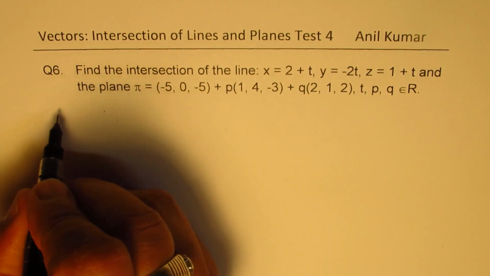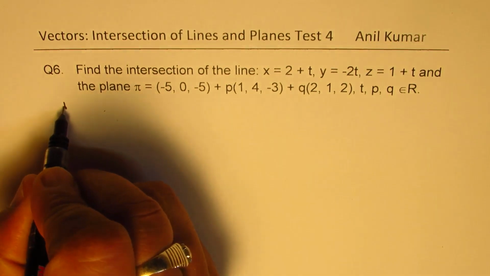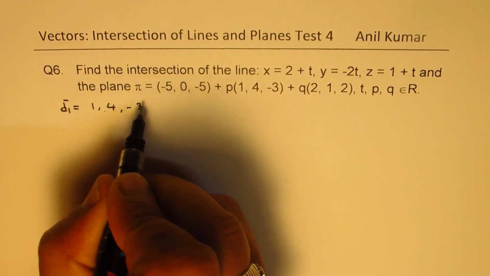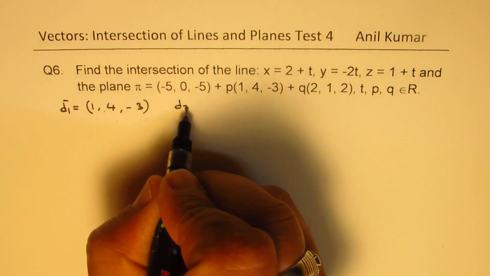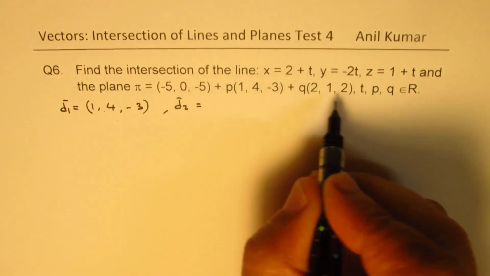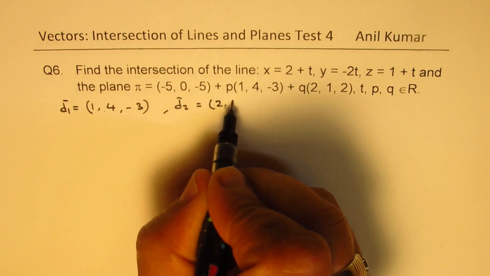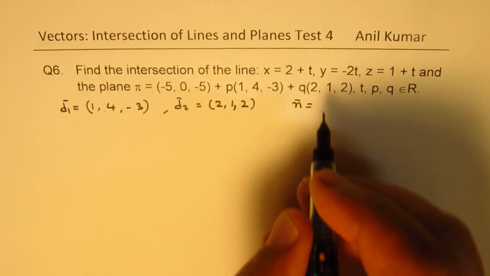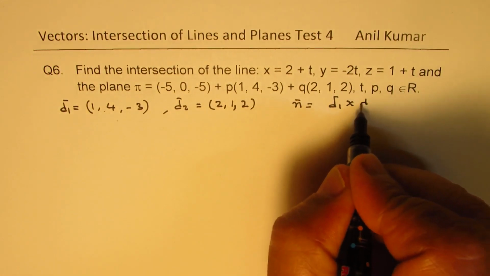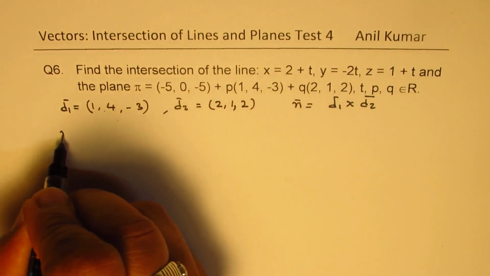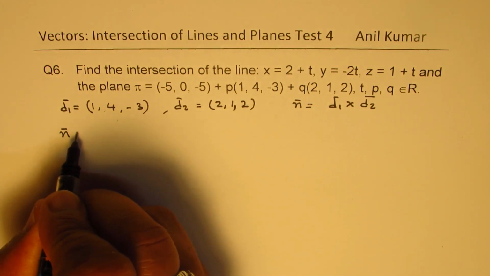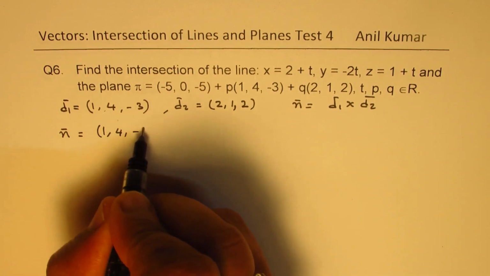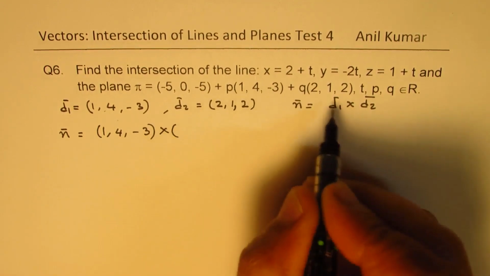So as far as the plane is concerned, we are given two directions, right? So direction 1, here is 1, 4, minus 3. And the second direction given to us is 2, 1, 2. To find normal, we can do the cross product between these two direction vectors, correct? So let's find the normal for the plane pi. So the normal will be cross product of 1, 4, minus 3 and 2, 1, 2.